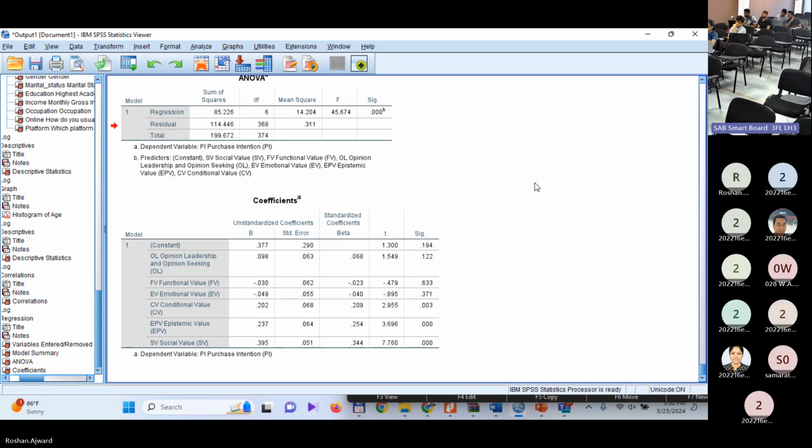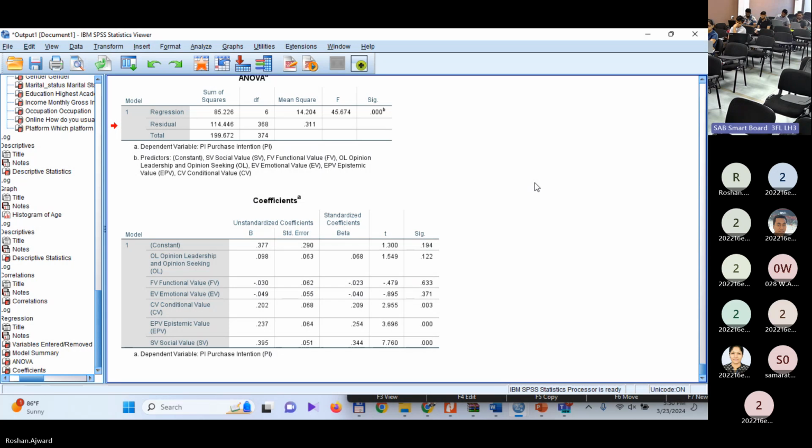What are the slopes? 0.098, minus 0.030. Then emotional value minus 0.049. Then conditional value H plus 0.202. Likewise, it's Q. So these are the slopes. And also, most importantly, it gives the individual significance level.